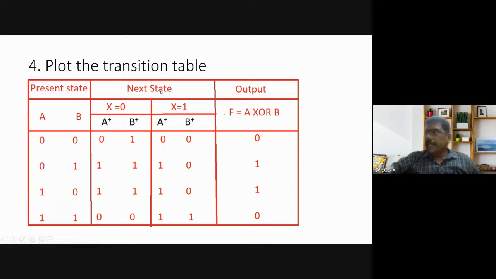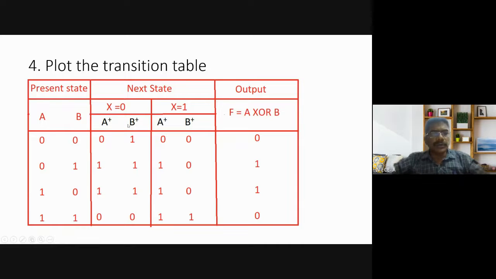And the next case, x equal to 0 and x equal to 1. So x equal to 0. The next state means A plus, B plus. Okay, that is the next state. So for x equal to 0, what is the next state? When x equal to 1, what is the next state? We are going to calculate this.